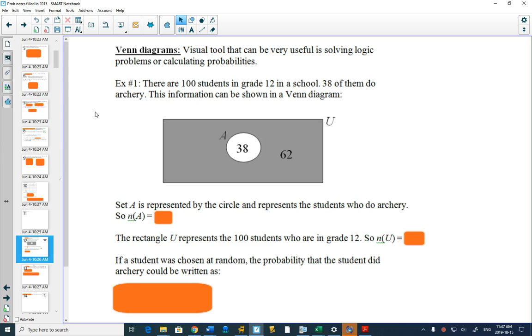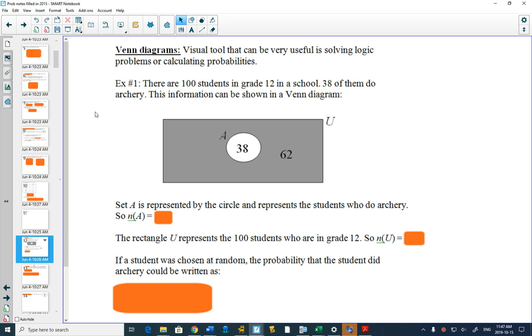So we draw a circle representing archery. We write the number 38 in there to say 38 students. We put a box around the whole thing to represent everybody. There's 62 people that aren't in archery. That is represented by the number 62 there.